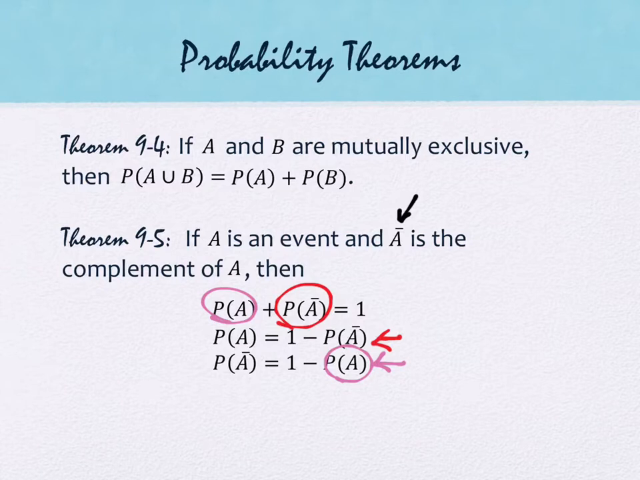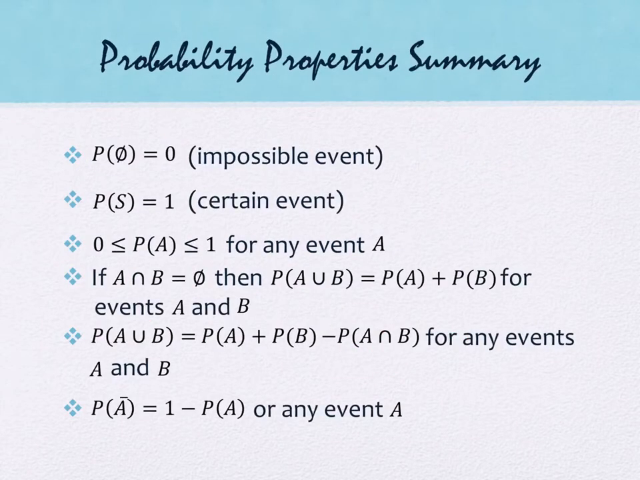Okay, one more set of precursor information, then we'll do some examples. These are a summary of probability properties. The first one talks about the probability of the empty set. So this is also known as an impossible event. The probability of the empty set is 0.